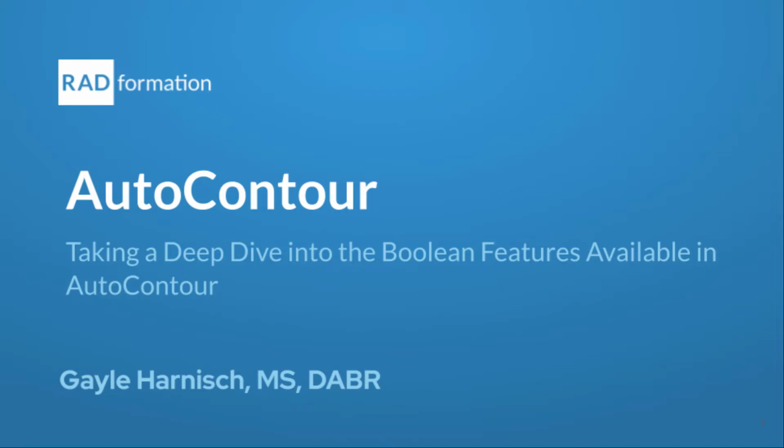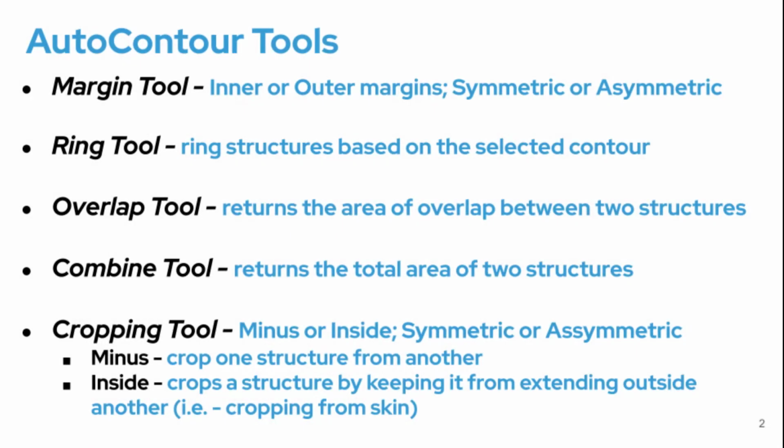AutoContour comes with a full suite of Boolean operations that allows the planner to create planning structures efficiently using pre-made templates. This video will review these tools to help you learn how to streamline your planning process even more. In AutoContour, planning structures are located on the lower right side of the evaluation window.